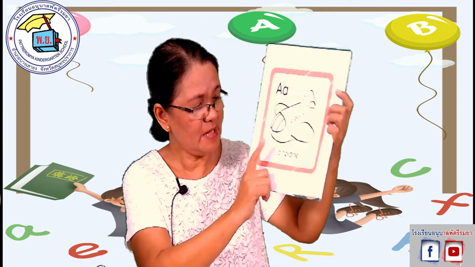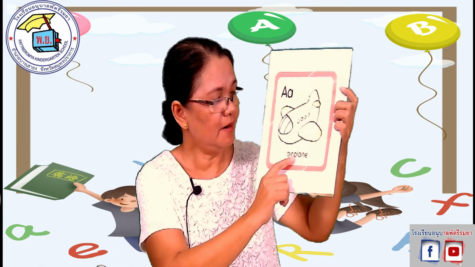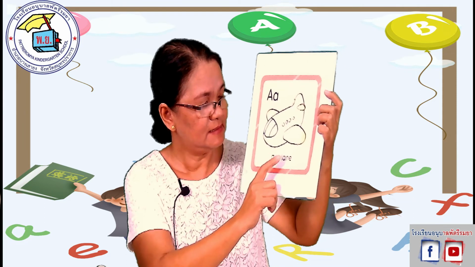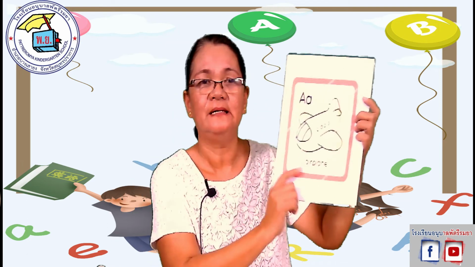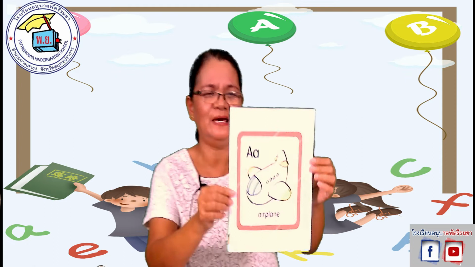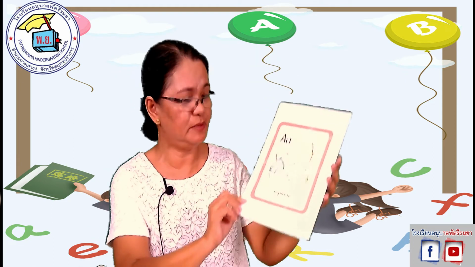Okay? Can you spell the word airplane? A, I, R, P, L, A, N, E. Airplane. Very good. Okay. This is the third object that begins with letter A.